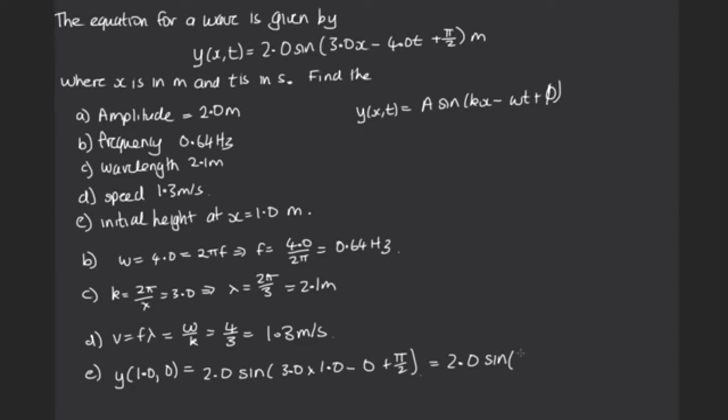Solving this, we end up with 4.57, and we solve this on the calculator. Now it's really important to remember when you put this into your calculator that your calculator needs to be in radians mode, because all these terms in here are given in radians. So if we have our calculator in radians mode, then we find that this sine function here is actually equal to −1. So we end up with a height of −2 meters. So that'll be the lowest point on this wave.